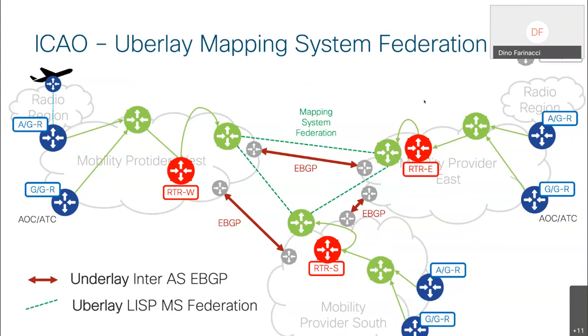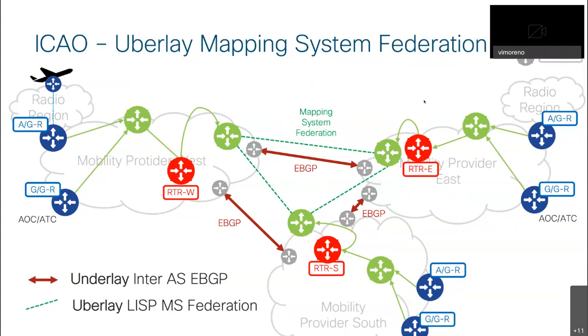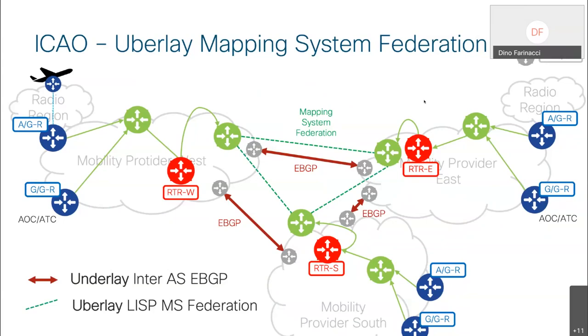So the key is that there isn't an international organization that is going to run that overlay mapping system, right? So they all need to put a server there and peer with each other and then decide, okay, it just so happened that the US decided to host all the Boeing aircraft, if that's how they want to structure it.